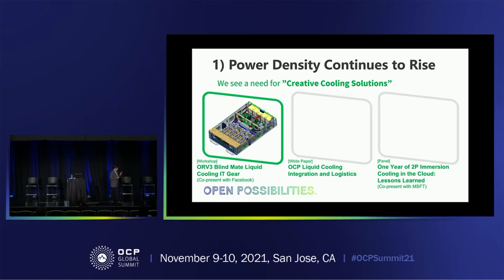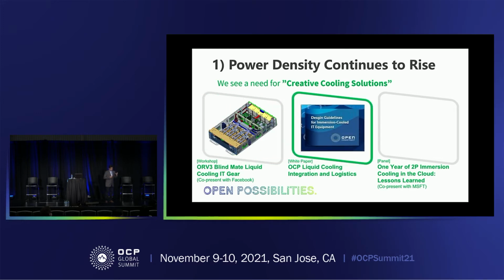Okay, so the first one, power density continues to rise. What that means is we need creative solutions to cool. And these 3 topics are around the creative solutions that we have built. The first one is a workshop about ORV3 blind mate liquid cooling IT gear that we will be co-presenting with Facebook. The second one is a white paper that we've developed and contributed, about liquid cooling integration and logistics, the design guidelines.